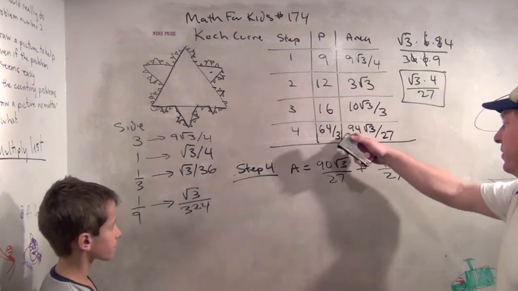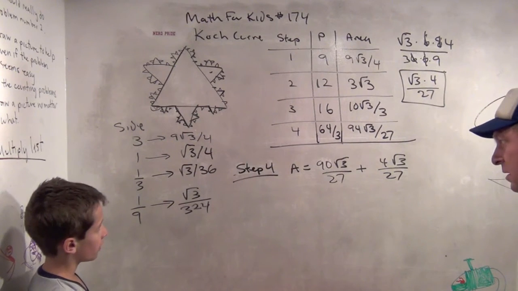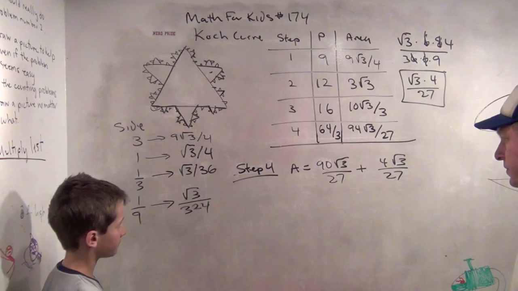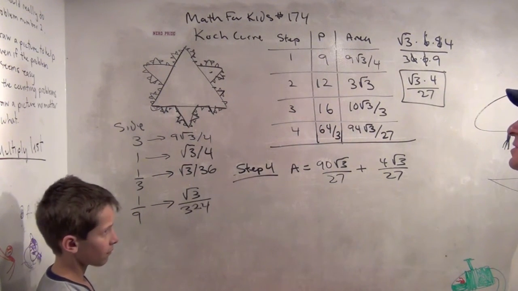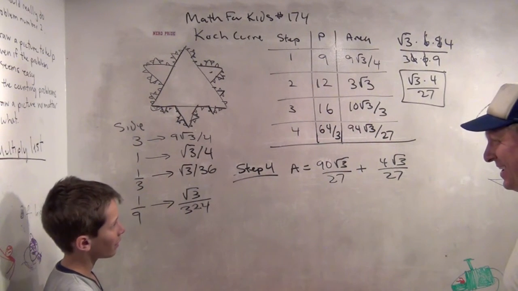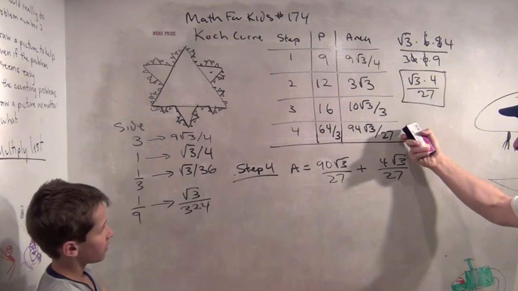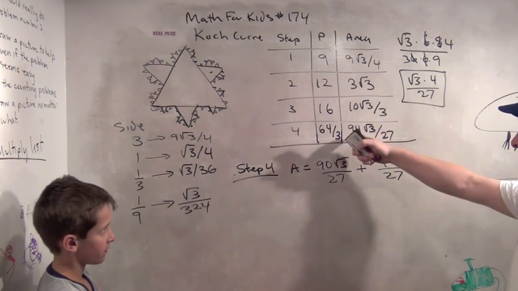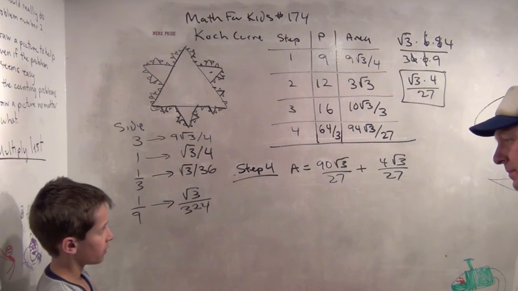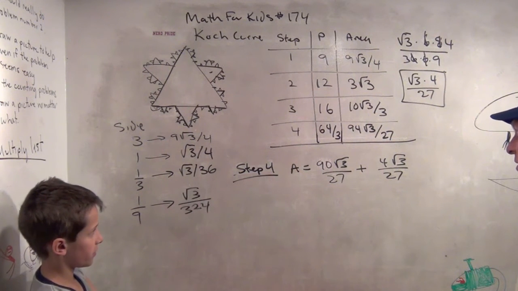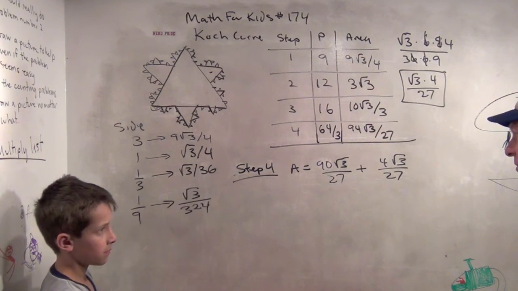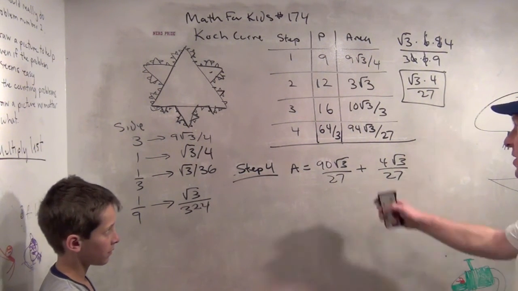Okay, does 94 over 27 simplify at all? 94 over 27. We better hurry because it looks like the lights are about to go out. Well, what primes divide into 27? 3. Does 3 go into 94? No. Why not? Because you sum up the digits, 9 plus 4 is 13. Right, so 13 is not divisible by 3. Okay, so there's our step 4.